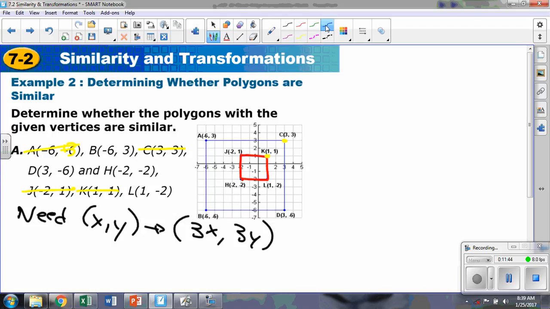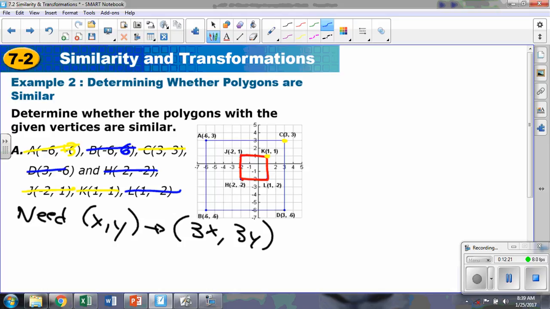And then we're looking at B, which was located negative 6, 6. So negative 2 times 3 gives you negative 6. Negative 2 times 3 gives you 6. So B and H match up. 1 times 3 gives you 3. Negative 2 times 3 gives you negative 6. Also checks out. So yes, this one rule does map all 4 pairs of points together.